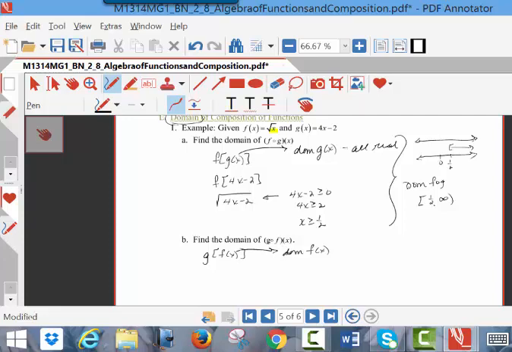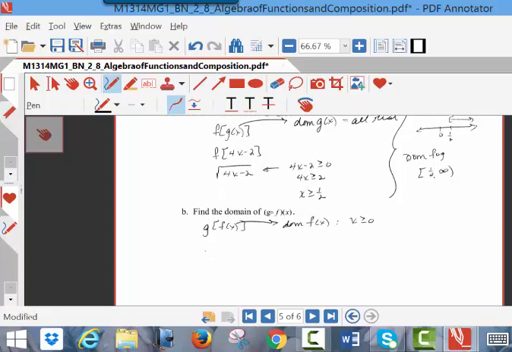If f of x is the square root of x, then the domain of f of x is what? X must be a positive number. X must be greater than or equal to 0. So that's my first restriction. I've already started out with only half of my numbers, right? Half of all my numbers.